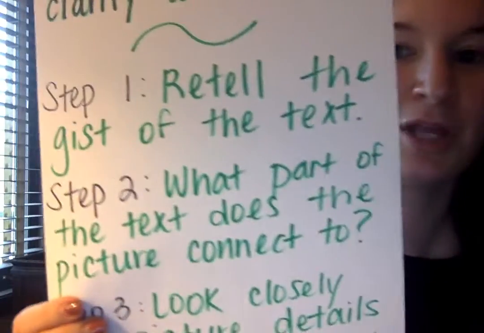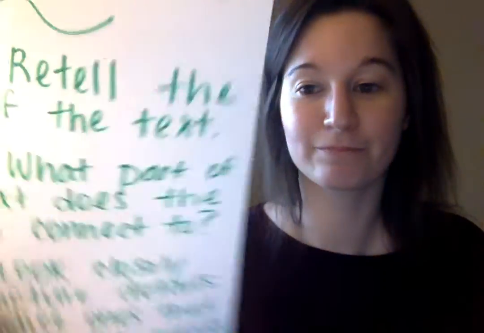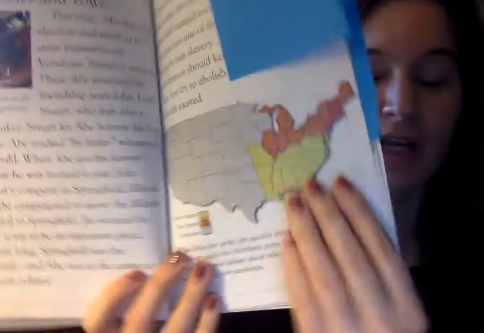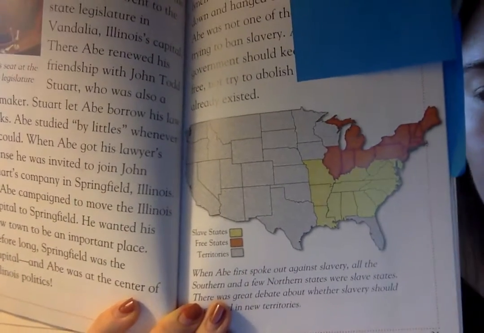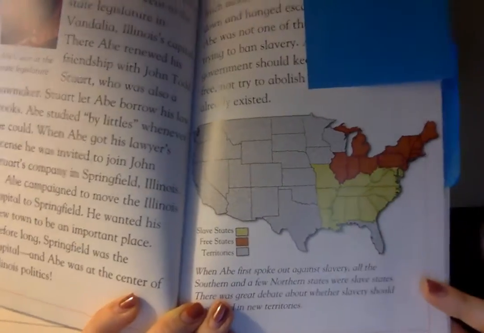So step number 1, retell the gist of the text. As I said in our model problem, we know that this text is mostly about Abraham Lincoln, his life, and how he ended slavery or helped end slavery in our country. Step 2, what part of the text does the picture connect to? This picture shows us exactly which are the free states and which are the slave states.